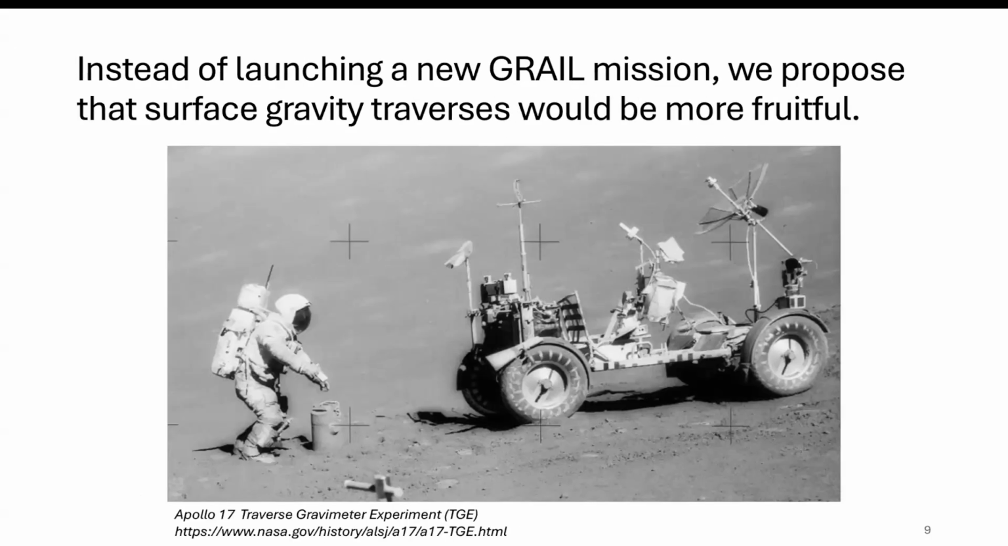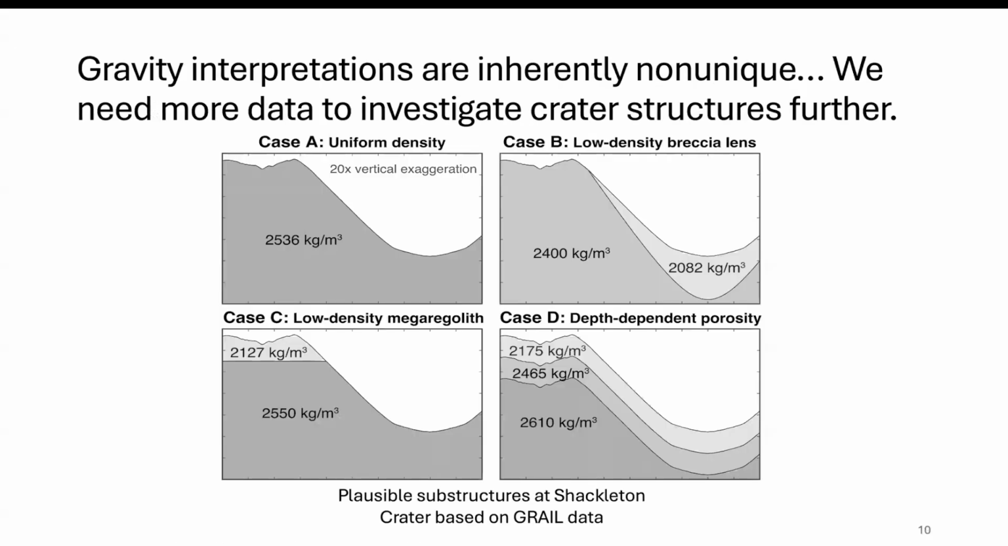Actually, this is from Apollo 17. This is the only gravity traverse that has been done on the surface of the Moon, and I think it's really, really cool. I talked to Jack Schmitt, who was one of the people that deployed it. But yeah, it has been done before. It is possible. We have done it. And I think we should do it more. And I'll tell you why.